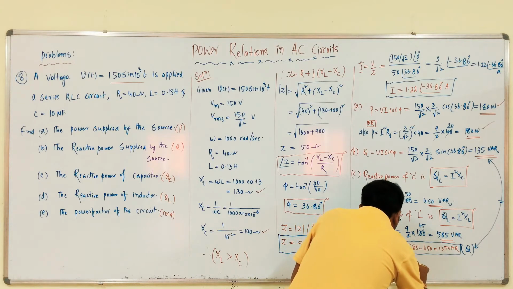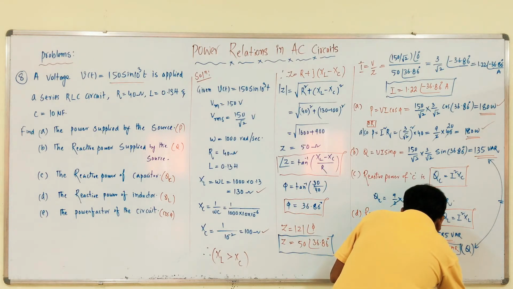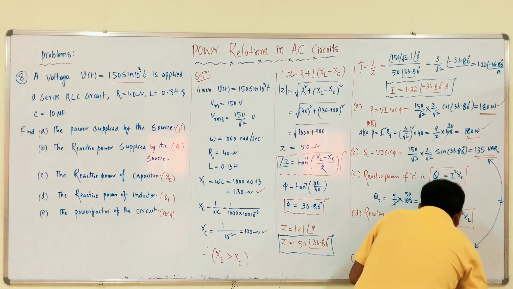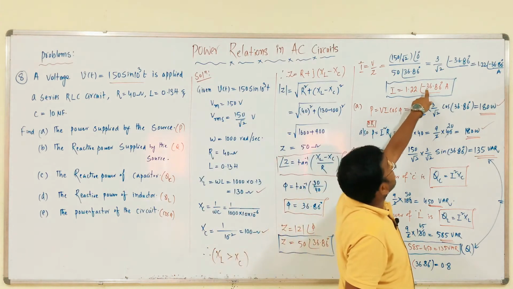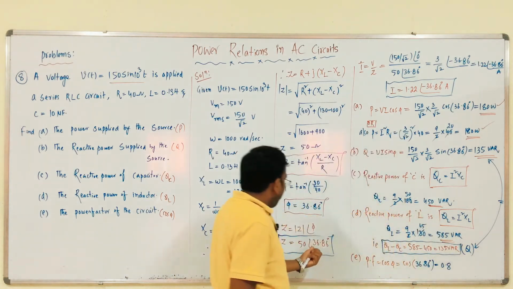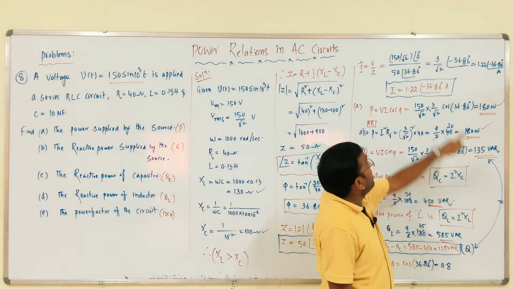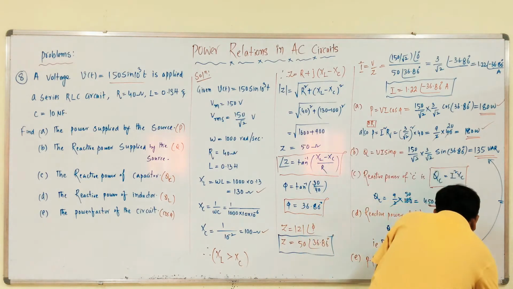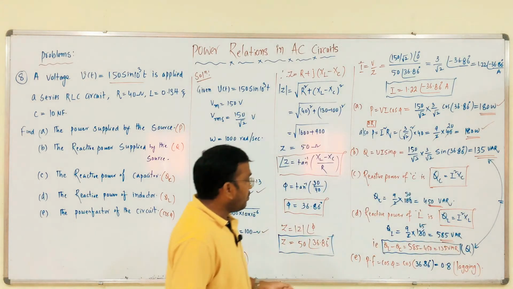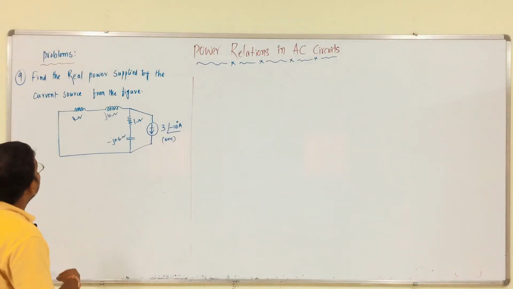Next E, power factor is what? Cos phi is equals to cos of 36.86 degrees, which is equals to what? 0.8 power factor. Is it leading or lagging? See, the current is at an angle minus 36.86. Impedance is plus 36, but coming to current, it is minus 36.86. So, current lags voltage by 36.86 degrees. So, this is lagging. So the power factor is 0.8 lagging.